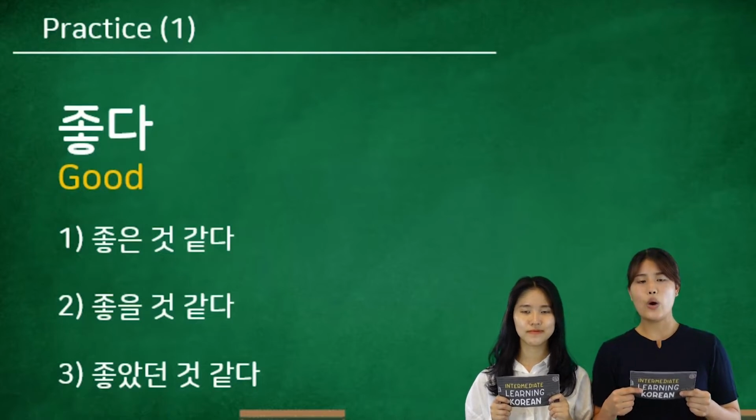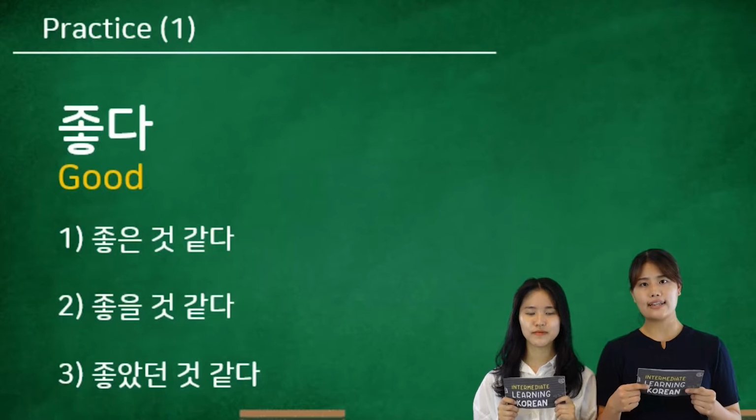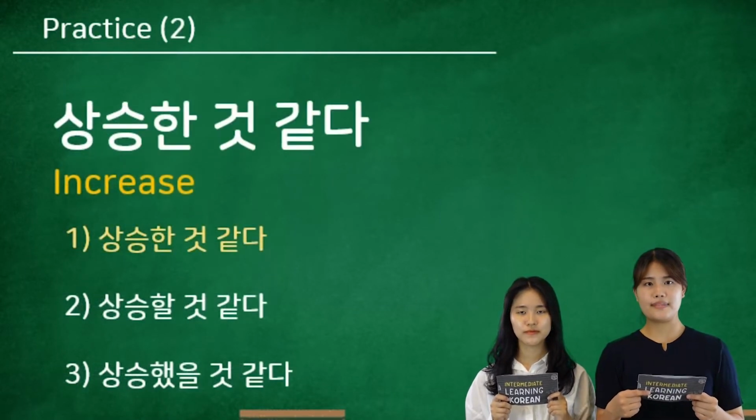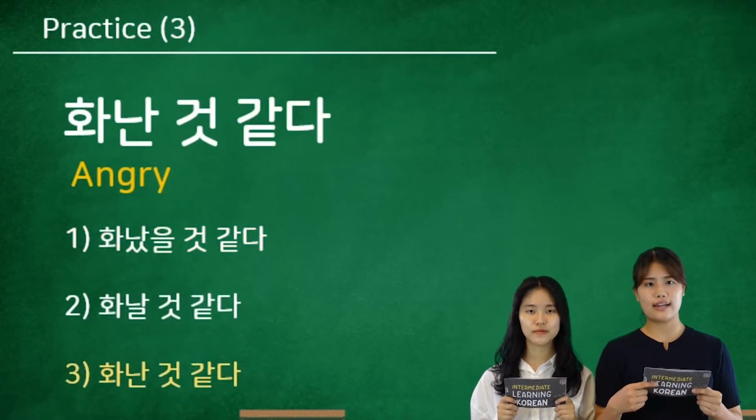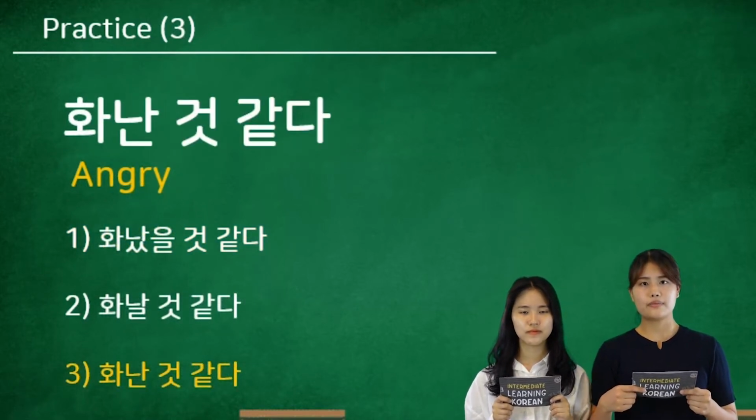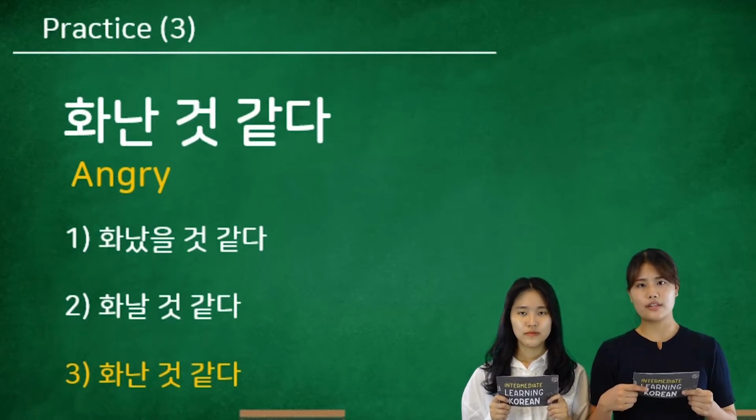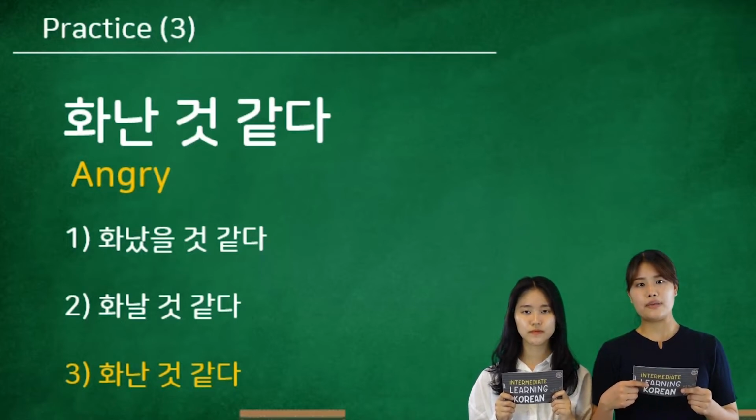화나다. How can we change 화나다? Yes, the answer is 화난 것 같다. If you remove 다 from the adjective 화나다, there is no final consonant. So we can use 니은 것 같다. Then it becomes 화난 것 같다.